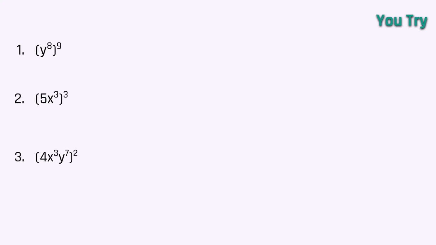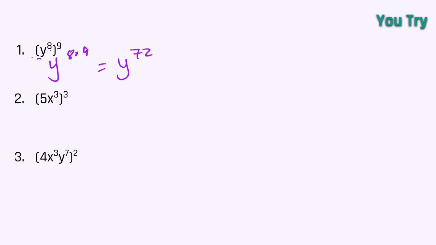You try. Solve the following problems. Okay, if we were going to start, we have y to the 8th all raised to the 9th power, which is y to the 8 times 9, which is equal to y to the 72nd.